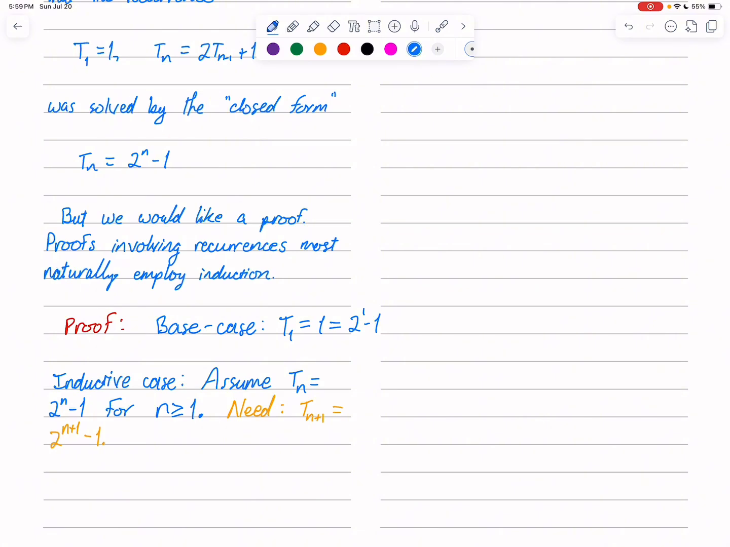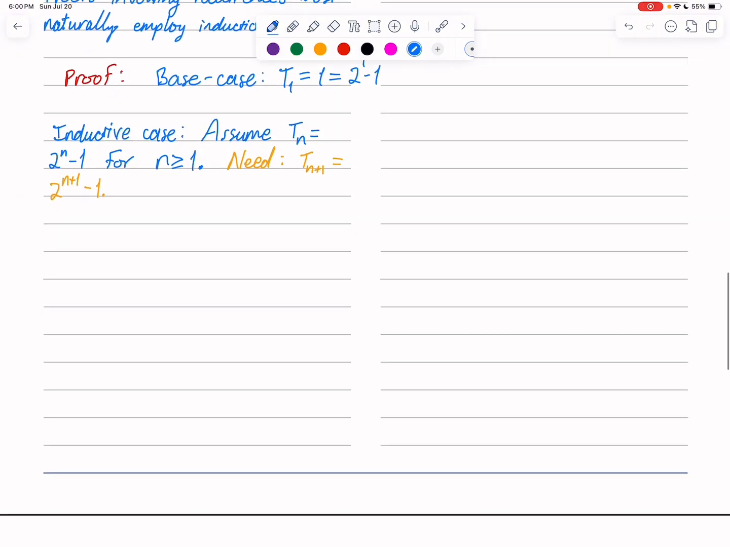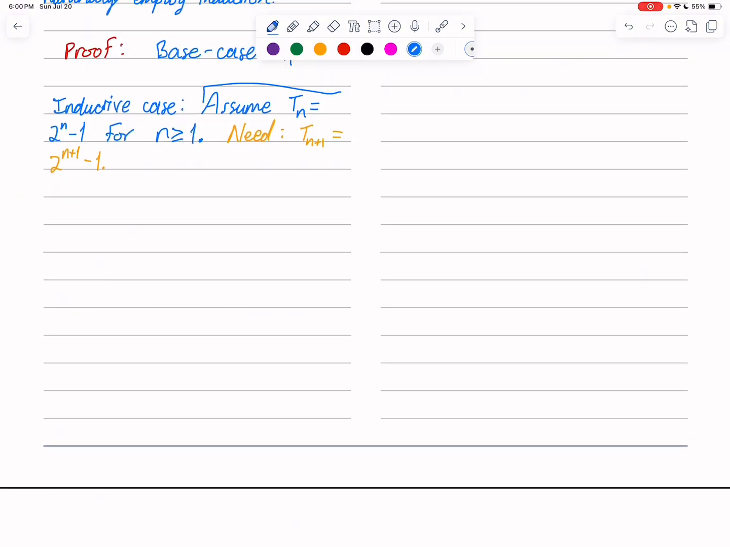So anyway, returning to the task at hand, what we are trying to do is assume that the claim is true for n, where n is any number at least 1, and prove that it must follow that it is also true for t sub n plus 1. So let's start from what we know about t sub n plus 1. Notice that's where we're starting, and this is where we would like to end. We would like to prove that t sub n plus 1 is equal to this other expression, 2 to the n plus 1, all minus 1.